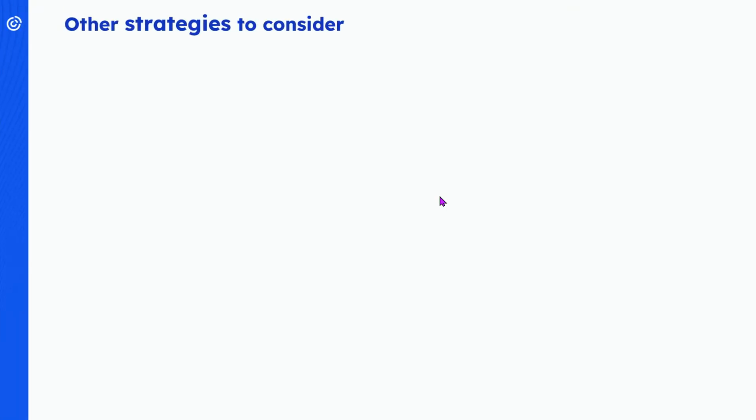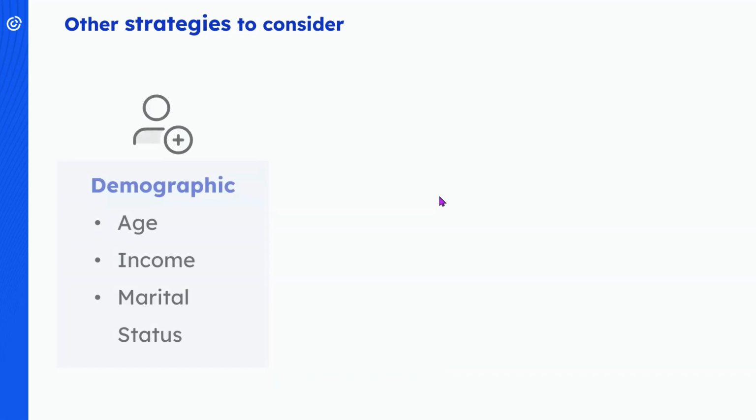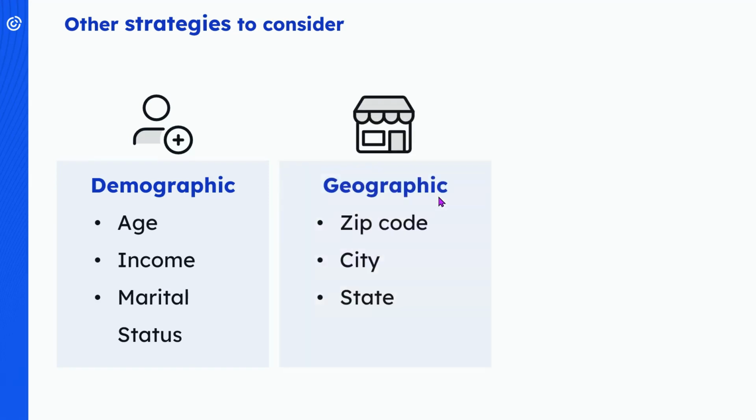Now, those are some great examples that may even inspire you if you have a different type of business. Some of the things to think about, though, in your segmentation strategy do include things like demographics, like age, income, or even marital status. You could also segment based on geographic information, which is especially helpful if you host local events, have different stores or locations, or even service certain areas. You might segment based on zip code, city, or even state.